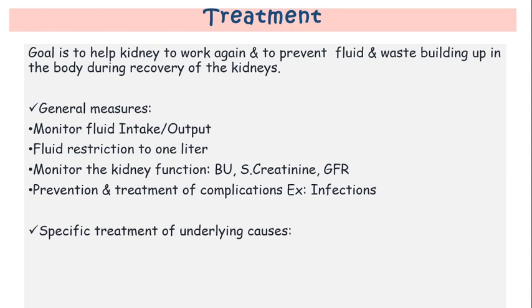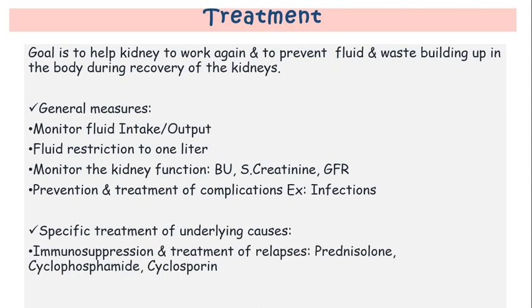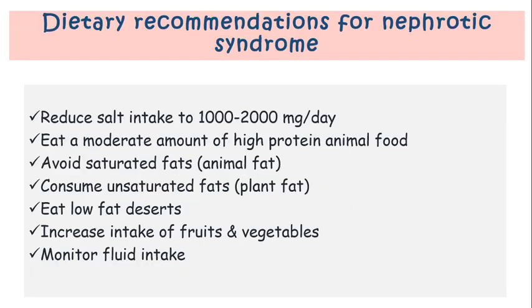That is not enough. You have to find out the etiology, the cause for nephrotic syndrome, and the cause has to be treated accordingly. At the same time, to prevent recurrence of nephrotic syndrome, the patient has to be kept immunosuppressed. This is done by administering immunosuppressants like prednisolone. And also, you have to keep the patient's blood pressure and blood sugar under control, because they also can cause further kidney damage.